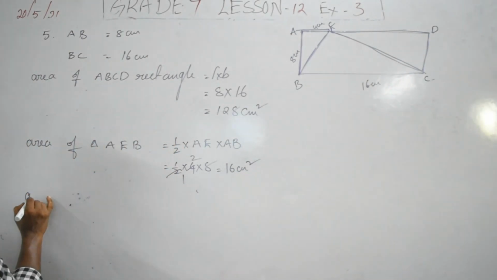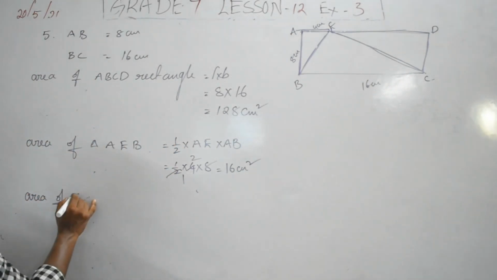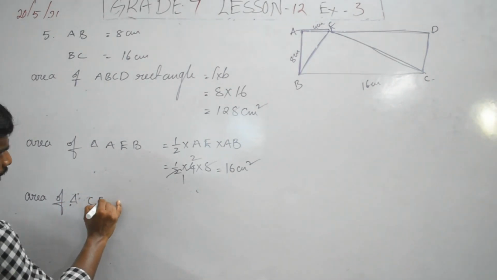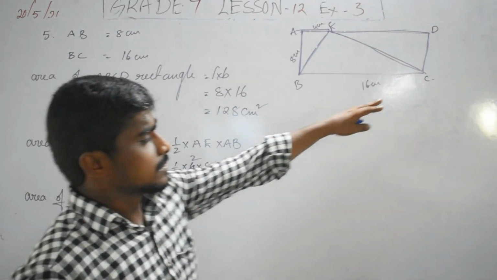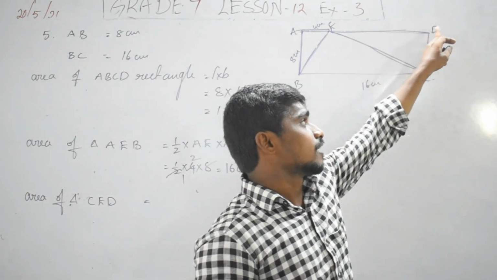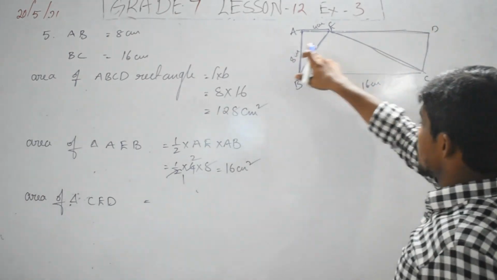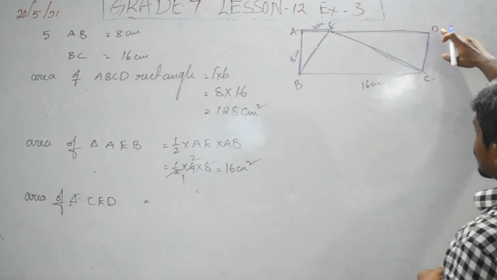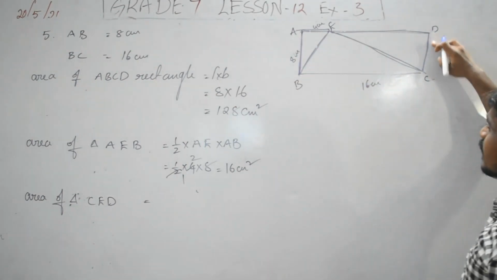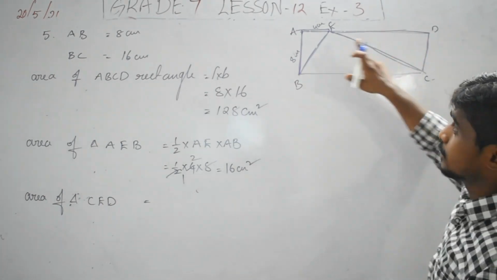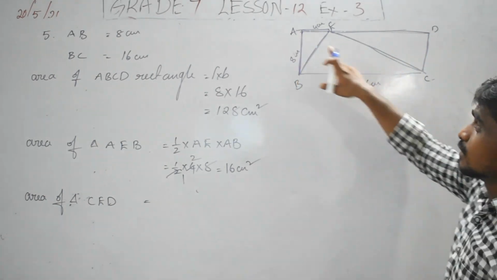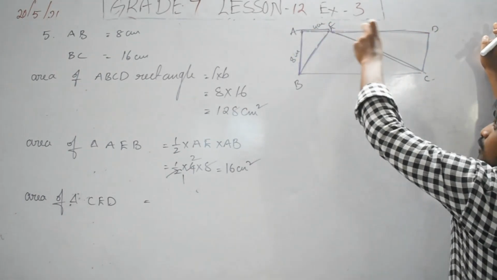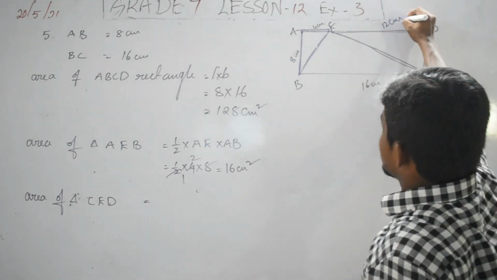Next one. Area of triangle CED. Now see. Opposite sides are equal. So AB 8 centimeters. So DC how much? 8 centimeters. So this is the height. BC is 16. So AD also 16. So here to here 4. Here to here 12 centimeters.